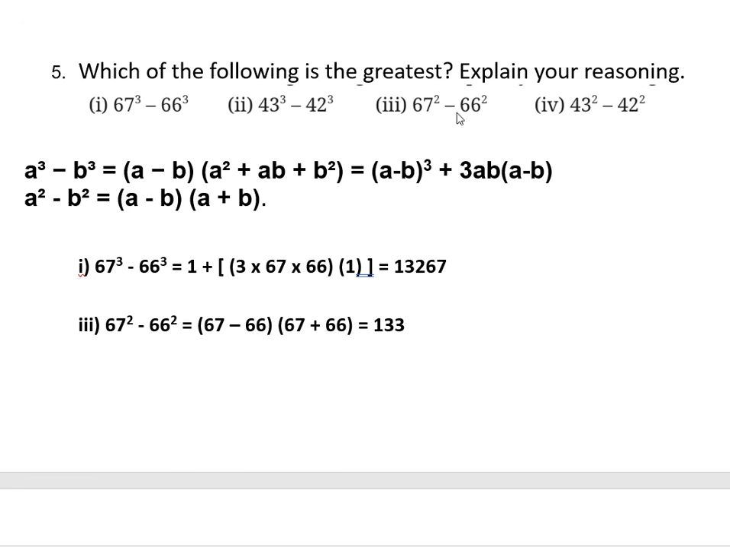Now let's try to solve the third one. 67 square minus 66 square, (a minus b) into (a plus b). a minus b is 1, a plus b is 133. So 133 into 1 is 133. So using a cube minus b cube and a square minus b square, we can find the second and fourth as well. And once we have all four values, you can compare and give the answer which of the following is greatest. Okay, so this is how we complete our last question of this chapter.